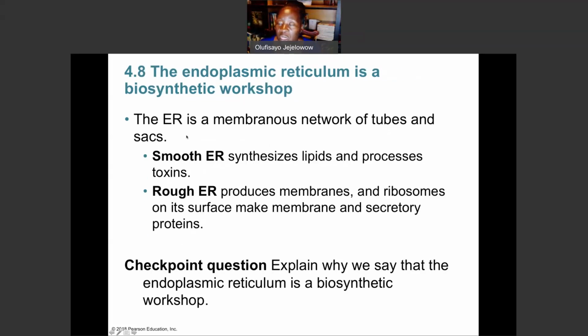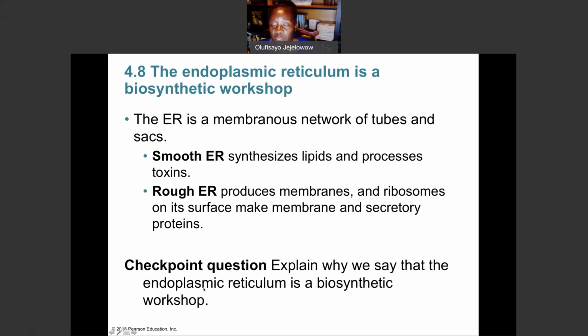The ER, endoplasmic reticulum, is a biosynthetic workshop. It's part of the endomembrane system. There are two types. Smooth ER does not have ribosomes on it, while rough ER has ribosomes on it. The smooth ER helps to synthesize lipids and process toxins. The rough ER helps to synthesize membranes, biological membrane materials, and the ribosomes on its surface help to make secretory proteins and membrane proteins, which are further processed by the rough ER.